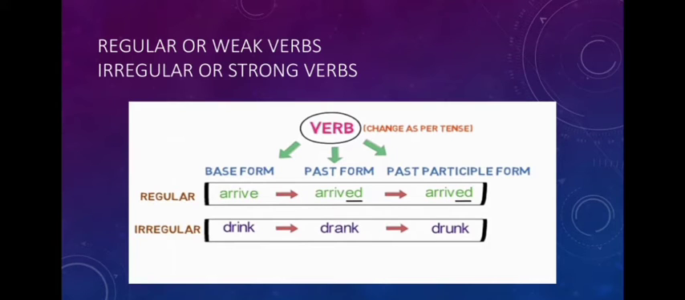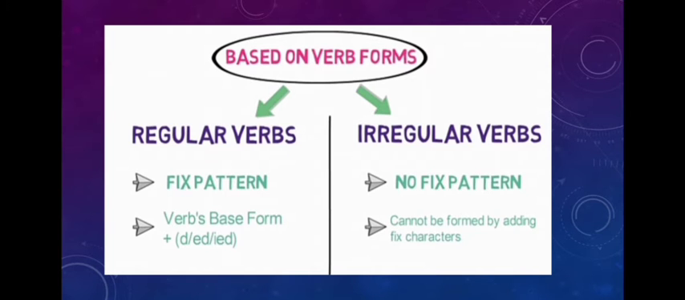Now that you know what regular verbs and irregular verbs are, let us see each one of them one by one. Let's learn more about regular and irregular verbs, or we can say weak verbs or strong verbs. So how do we form the regular verbs?